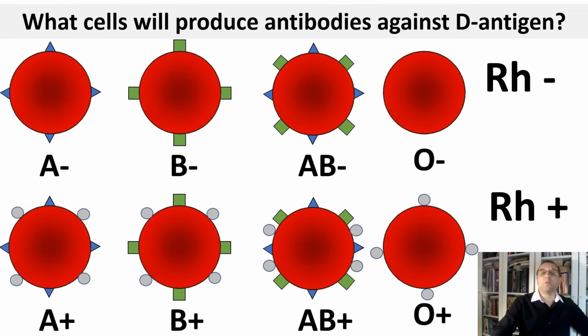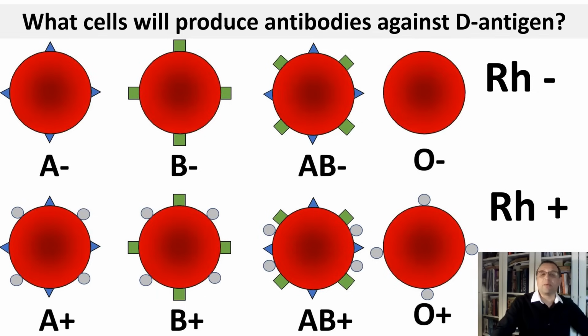Now, keeping in mind what I just said, answer the question. What cells will produce antibodies against D antigen? Again, what cells will produce antibodies against D antigens? The answer is very simple. It is Rh negative cells or Rh positive cells.